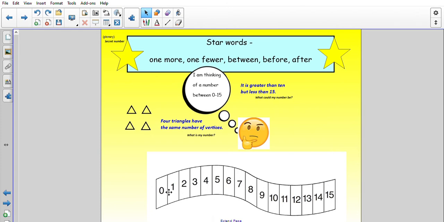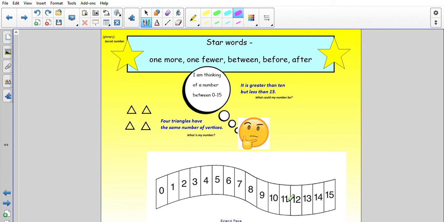So I'm going to give you a little bit more of a clue. My number is greater than 10, but less than 15. It's greater than 10, but less than 15. So what numbers are greater than 10 and less than 15?